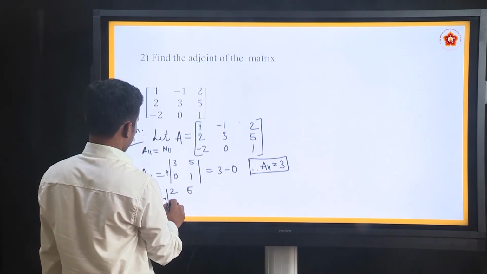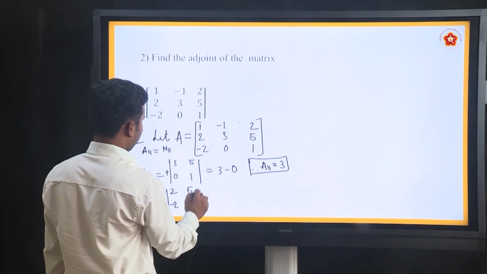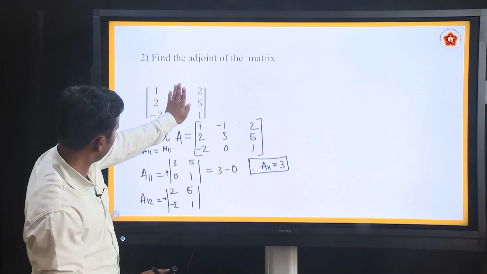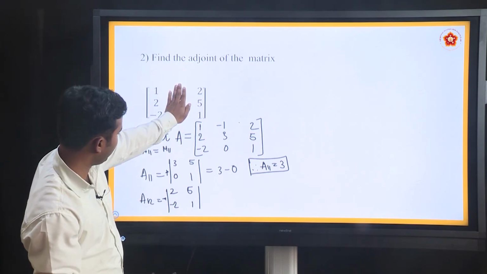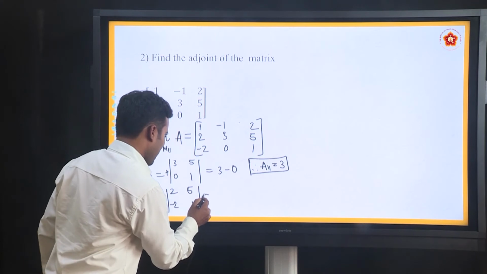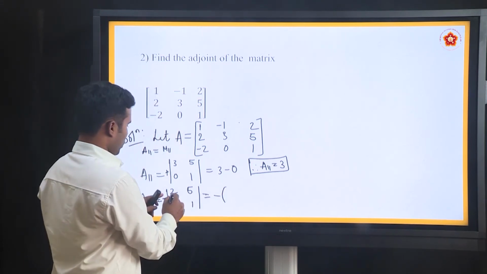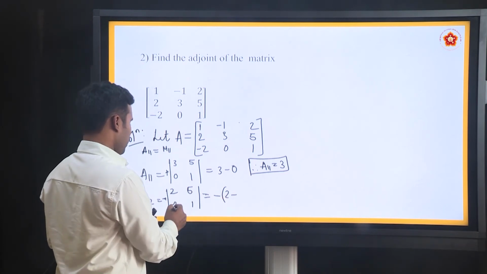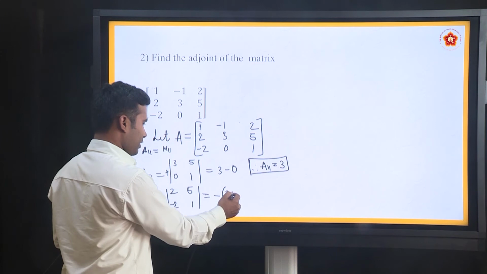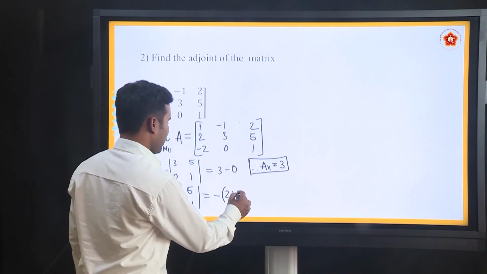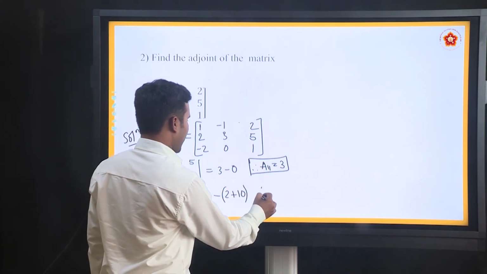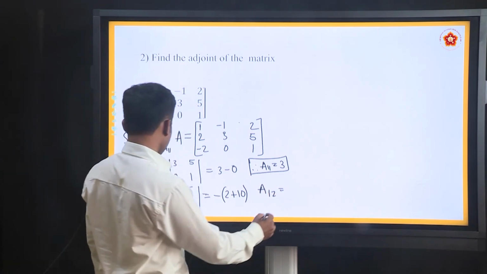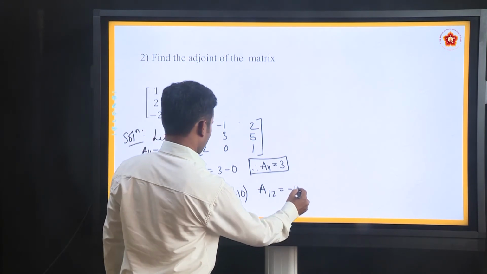2, 5, minus 2, 1. Okay. What we have done here? We just deleted the first row and second column: 2, 5, minus 2, 1. So now you just expand it: minus of 2 into 1, 2, minus 2 into 5 is minus 10, already minus is there, plus it will become 10. So what is A12? Minus 12. Okay.